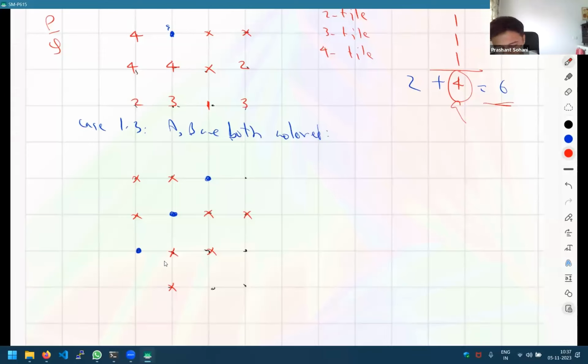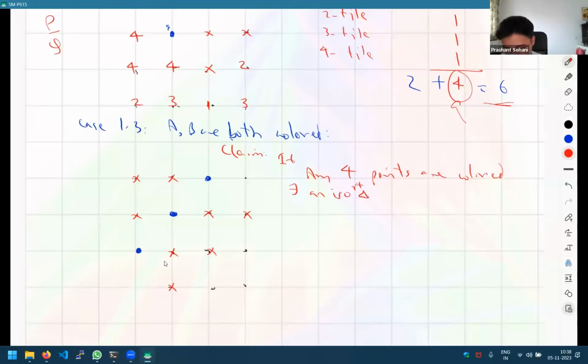So out of these 5 points, our claim is that if any 4 points are colored, this is our claim, right? There exists an isosceles right angle triangle. Okay. So I think that is a very easy thing to verify, because what is going to happen now? Again, same as before, we can do the tiling systematically if you want.